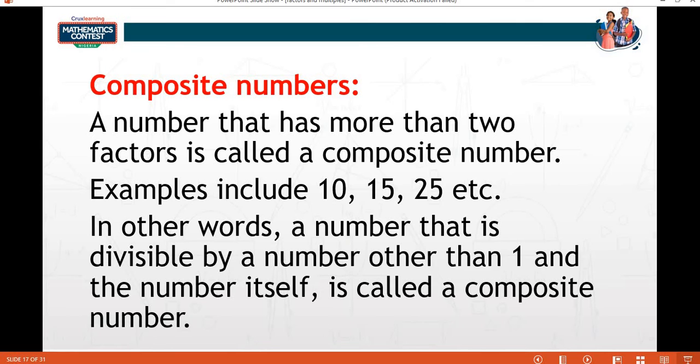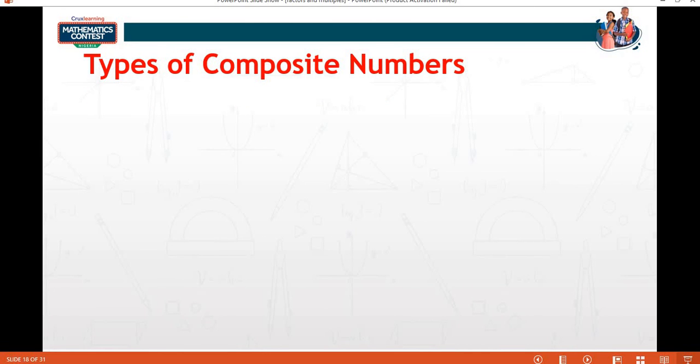In other words, a number that is divisible by a number other than 1 and itself is called a composite number. So if any other number except 1 and itself can divide that number, we say it is a composite number. Is that clear? Any number with more than 2 factors is referred to as a composite number. Note that. Okay, so we have types of composite numbers.